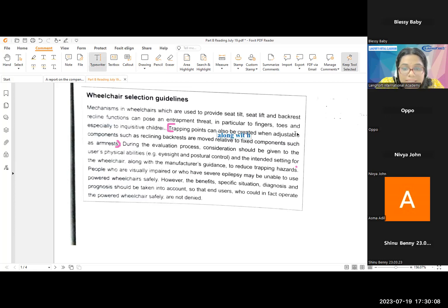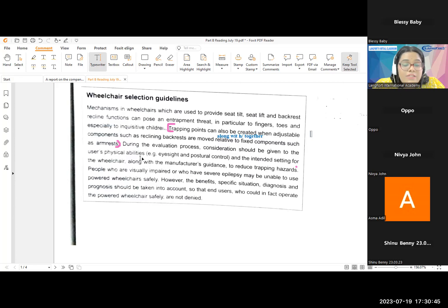Okay, or others are together. So there are certain parts of the wheelchair which are fixed. According to those parts, if you're moving the adjustable parts, then there forms a trapping point. Okay, so armrest and everything we cannot move, but we can move the backrest. So when you move the backrest according to these non-movable parts of the wheelchair, what happens? Trapping points get created.